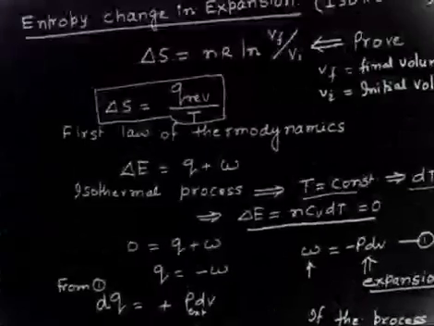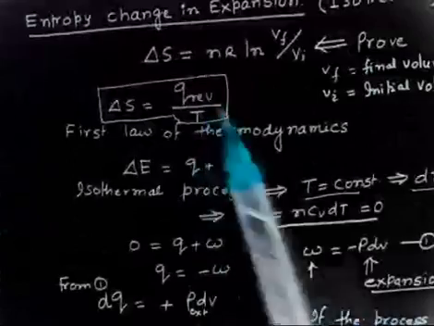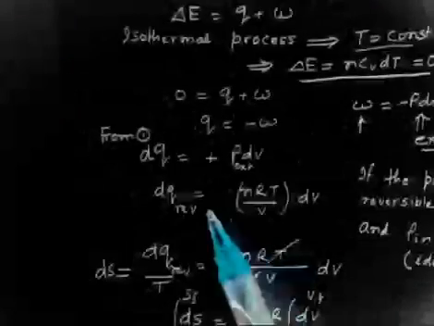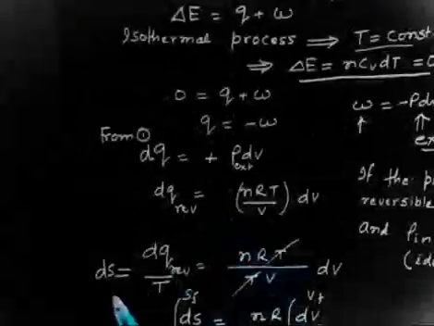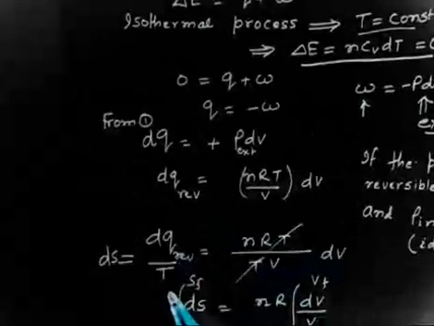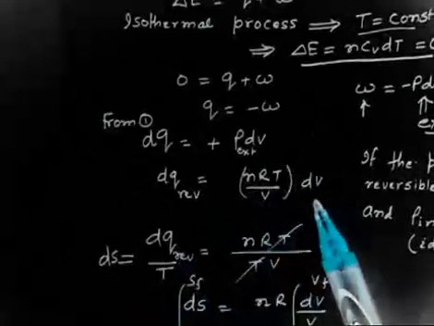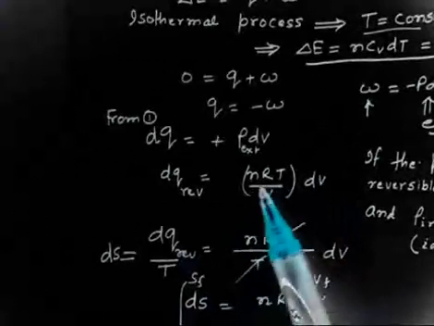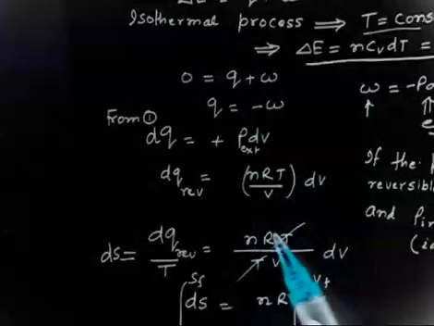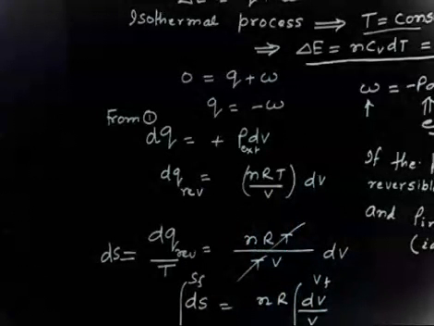Now see, we have the expression for dS. dS is dq reversible by T. So now I know dq reversible, I can find dS. dq reversible is nRT by V dV, so this T goes out, and we get nR by V dV. Are you getting or not?